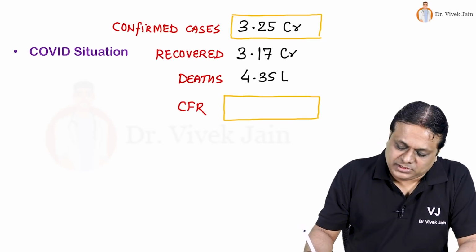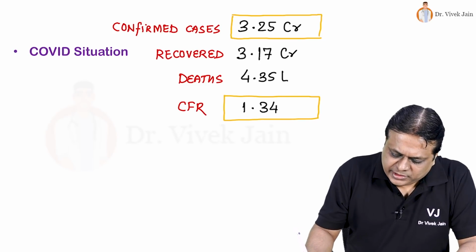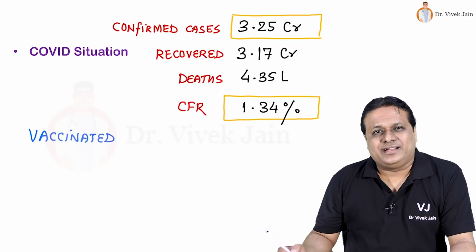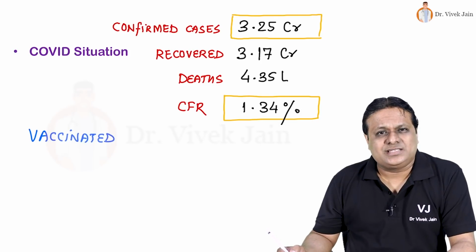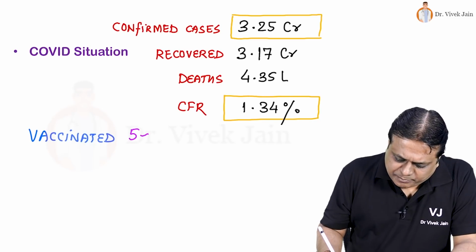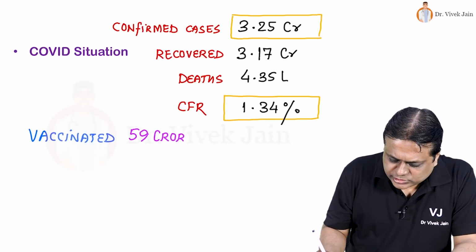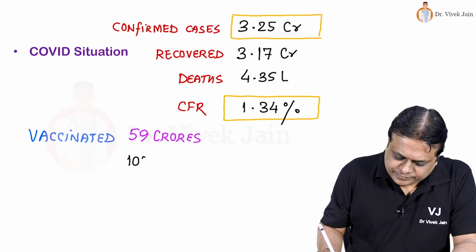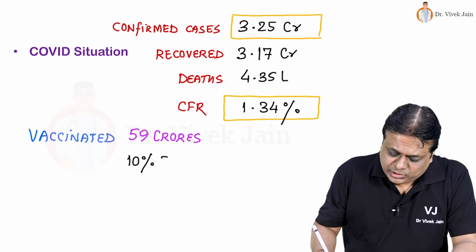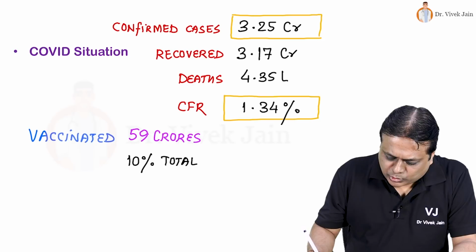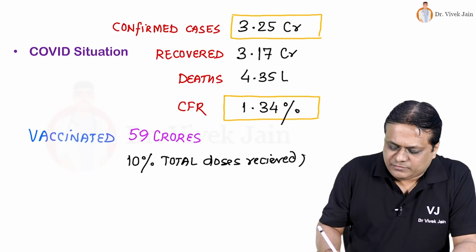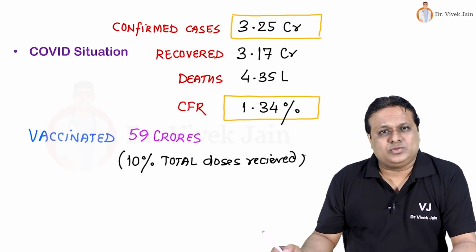giving us a case fatality rate of COVID-19 in India slightly lesser than some other developed countries of the world. In India, we have recorded 1.234% case fatality rate till now. Till date, total population of India who has been vaccinated for COVID-19 by Government of India has been above 59 crores. And out of these, 10%, if you see, have been total vaccinated or total doses received when we look at the Indian country situation.